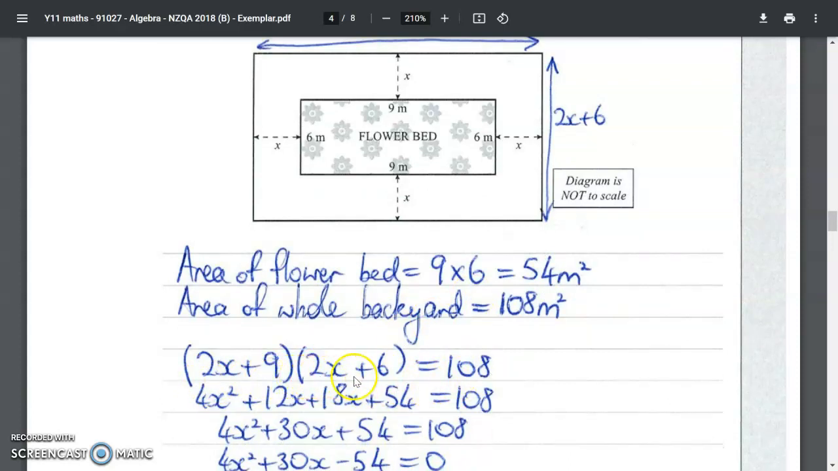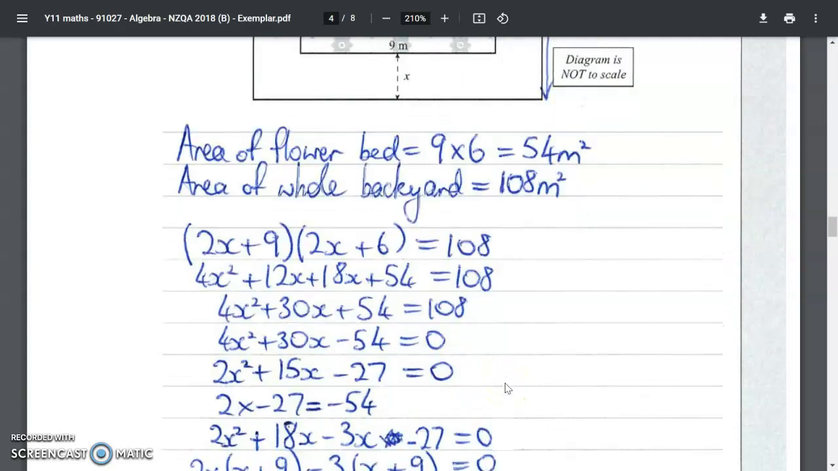2x plus 9 times 2x plus 6, base times height equals 108. Expanding the brackets, simplifying, we get this. Subtracting 108 from both sides, we get this.